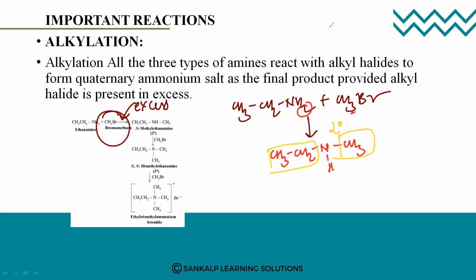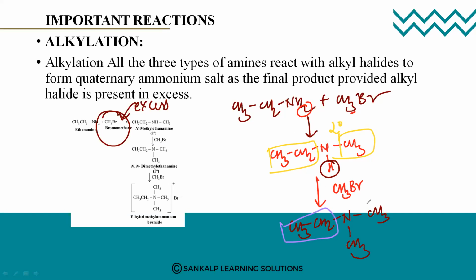Now further, you are going to treat again with excess alkyl halide. Next is excess of alkyl halide, so this will be replaced. So it will be CH3CH2N(CH3)CH3. So how many alkyl groups are there? Just see.